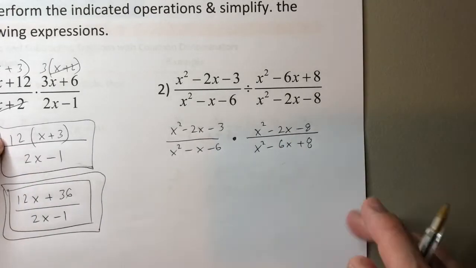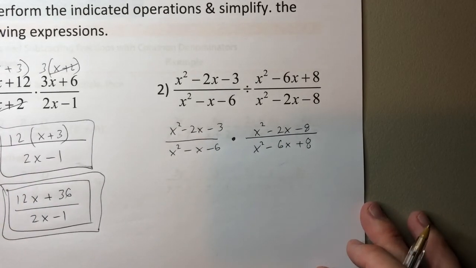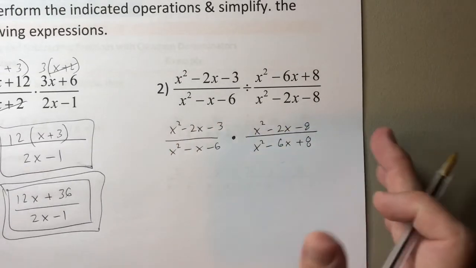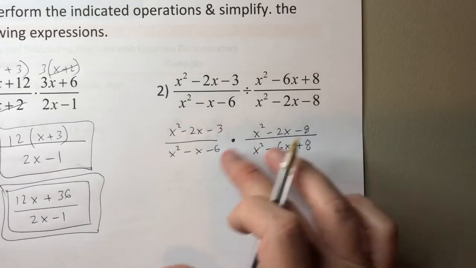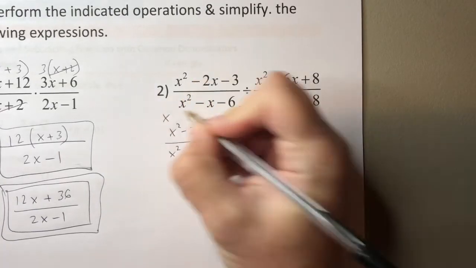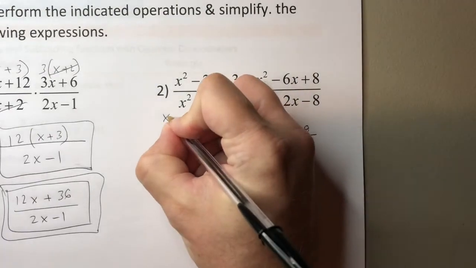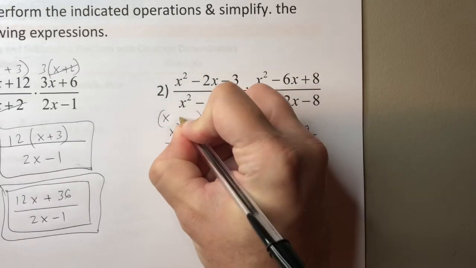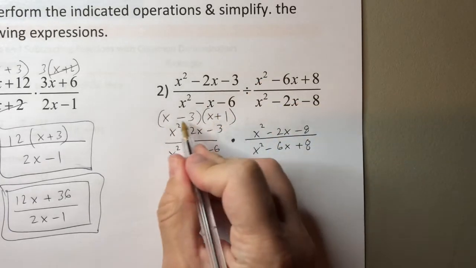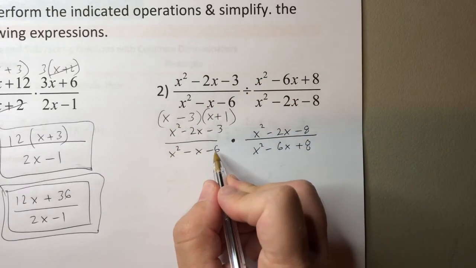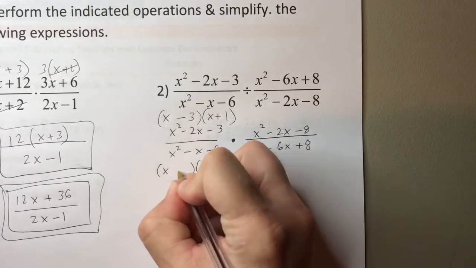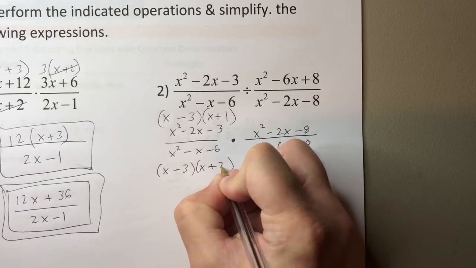You have to factor everything if possible. Again, always look for a GCF first. If one doesn't exist, where the only GCF here would be a 1 for all these, you would factor each of these four trinomials. All right, so this factorization would be what? x minus 3, x plus 1. The factorization of this one would be what? x minus 3, x plus 2.